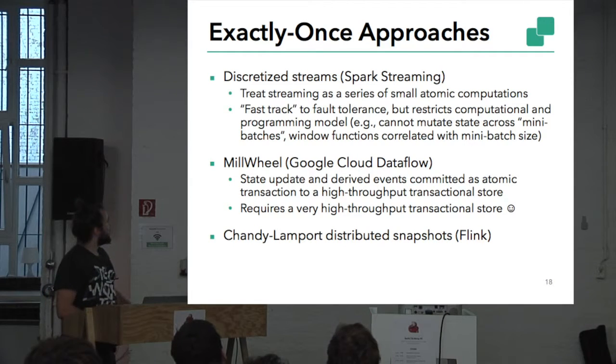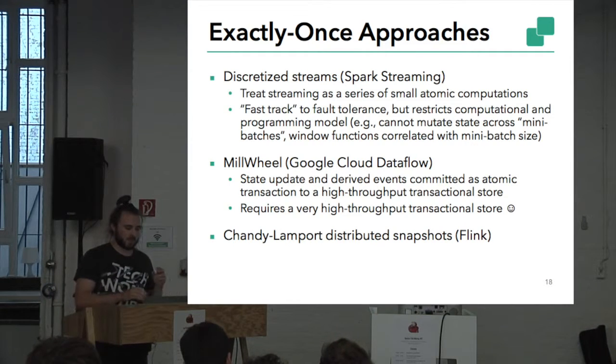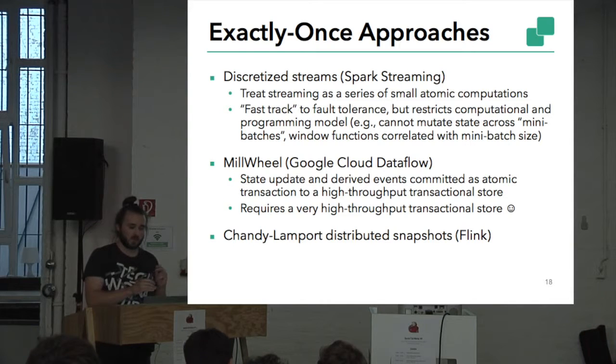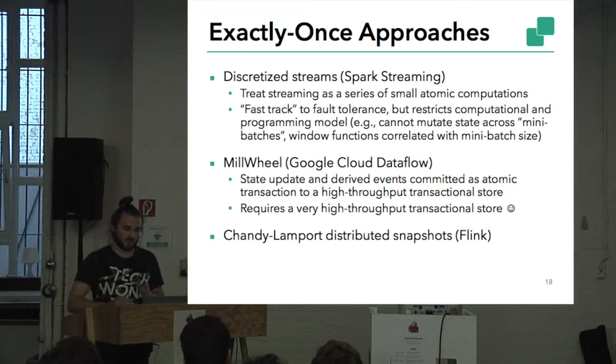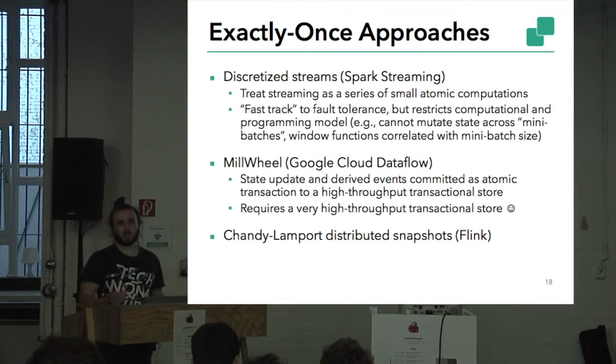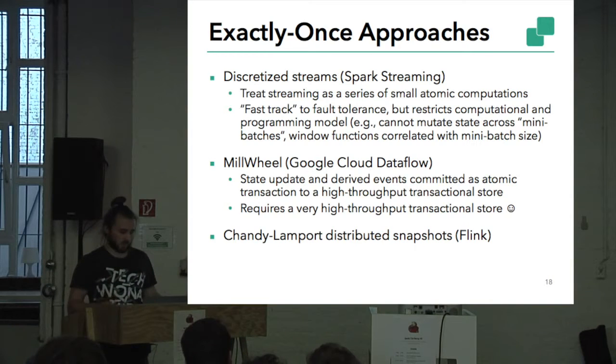Then the other idea is what MillWheel, what I mentioned earlier, does. It basically has a transactional state store, and the processing of the element and the update of the state become one transaction, and only when everything, the processing of the element and the state update, has gone through, then this is committed to the external state. So if you have this, and if you have a very high throughput transactional store, which Google, I assume, has, because they are doing this, then this can give you good performance and good semantics, and it works well.